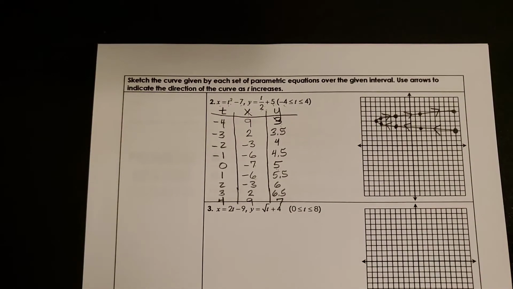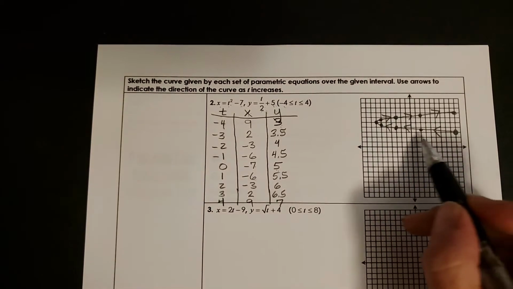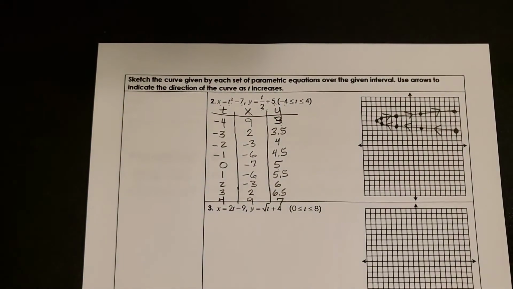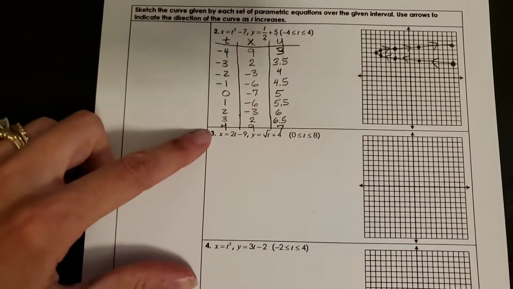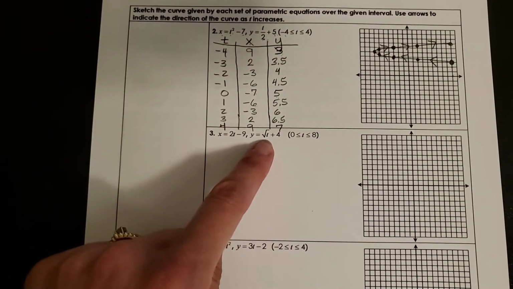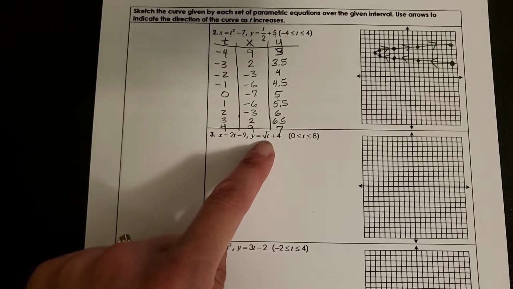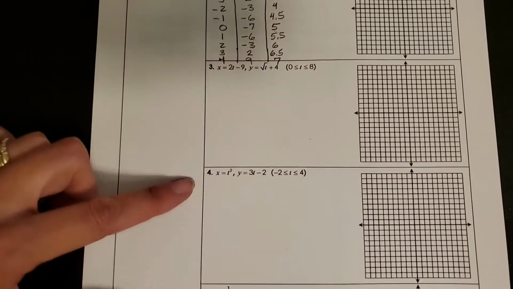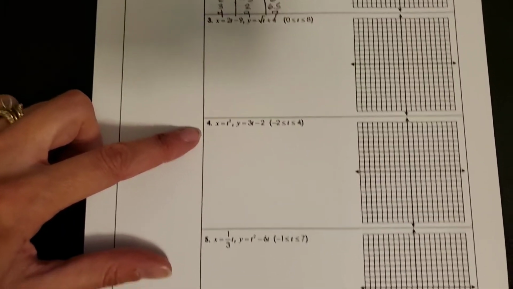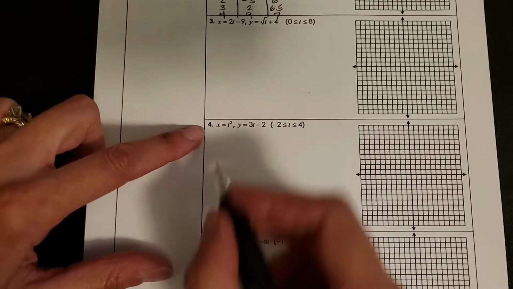As t increases, this is the direction we head. So it's a matter of creating a table of values. I'm going to skip number 3, mostly because at this point I don't want to get my calculator out to find square roots. I think you can handle that if you end up with one of those on your homework. Let's try number 4.